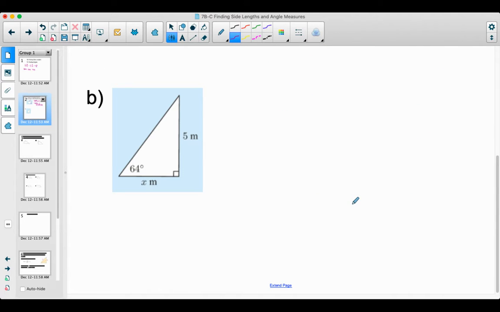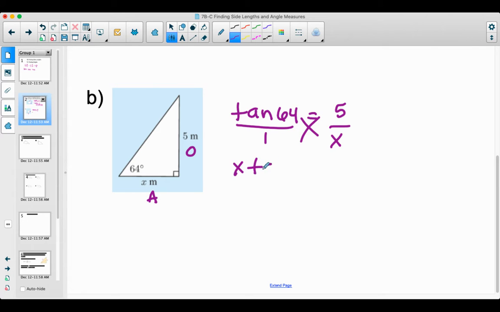Let's take a look at this one. So looking at our angle 64, this is my adjacent and this is my opposite. So adjacent and opposite is going to be tangent. So we have the tangent of 64 is equal to your opposite of 5 over your adjacent of x. And then we're going to cross multiply. I have x times the tangent of 64 is equal to 5 times 1, which is 5.